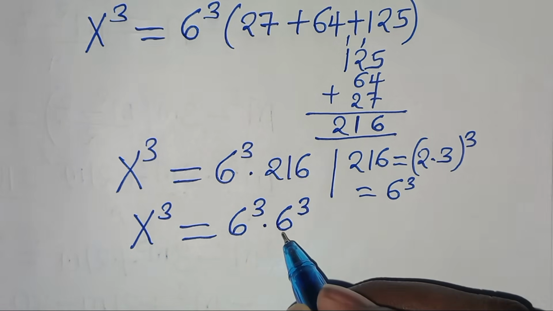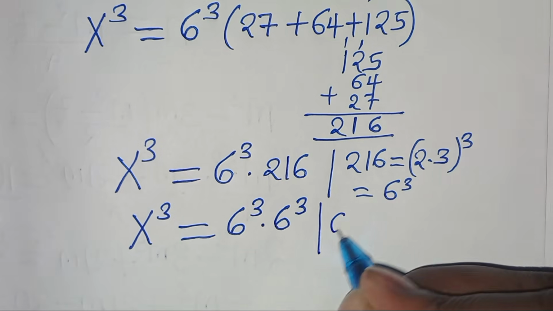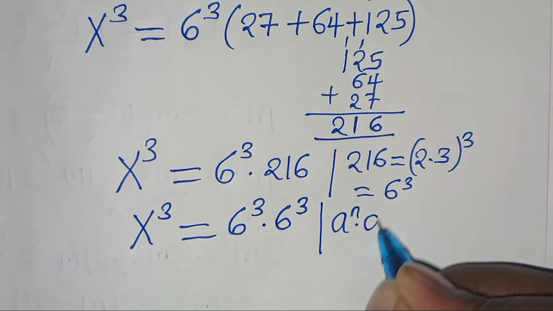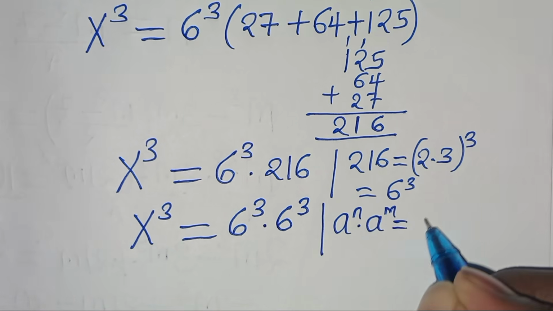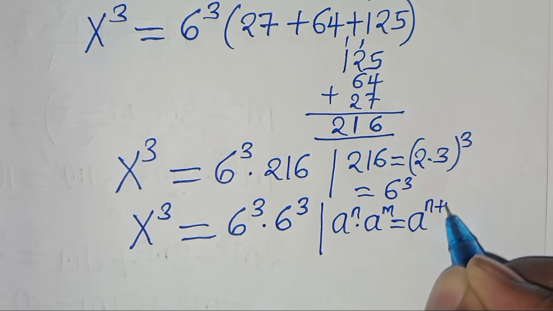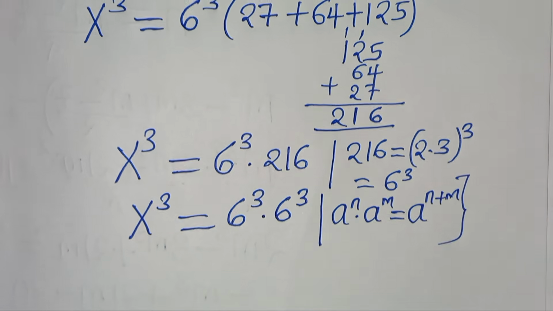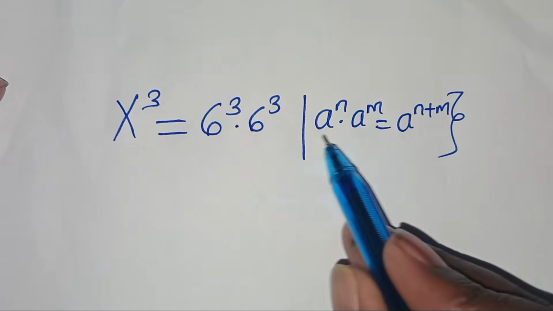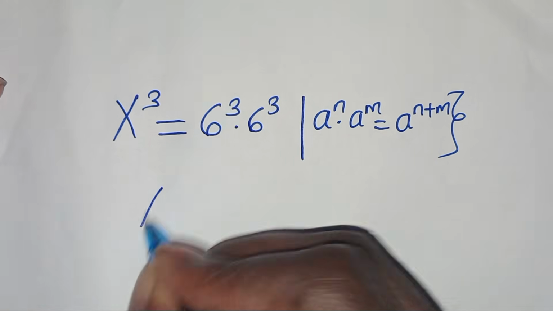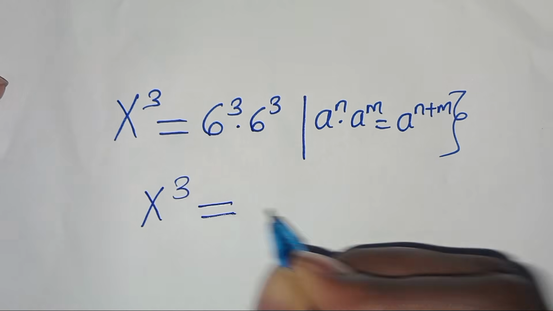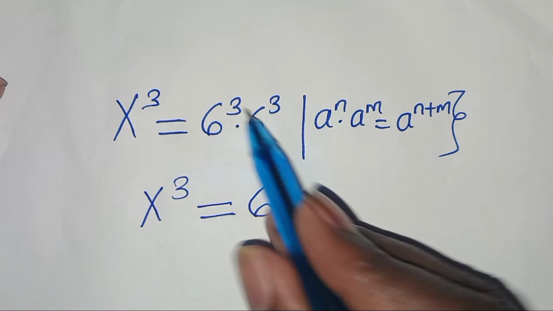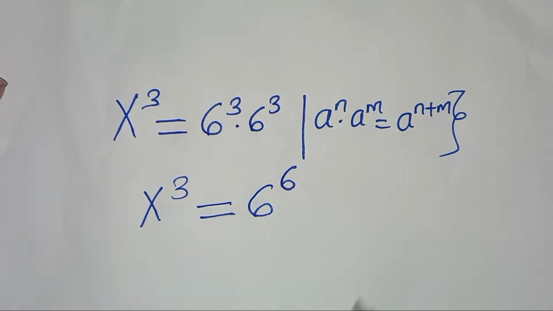Now 6 to the power of 3 times 6 to the power of 3, this is in the form of a to the power of n times a to the power of m, which we can express as a to the power of n plus m. So applying this property, we have x to the power of 3 equal to 6 to the power of 3 plus 3, which is equal to 6 to the power of 6.